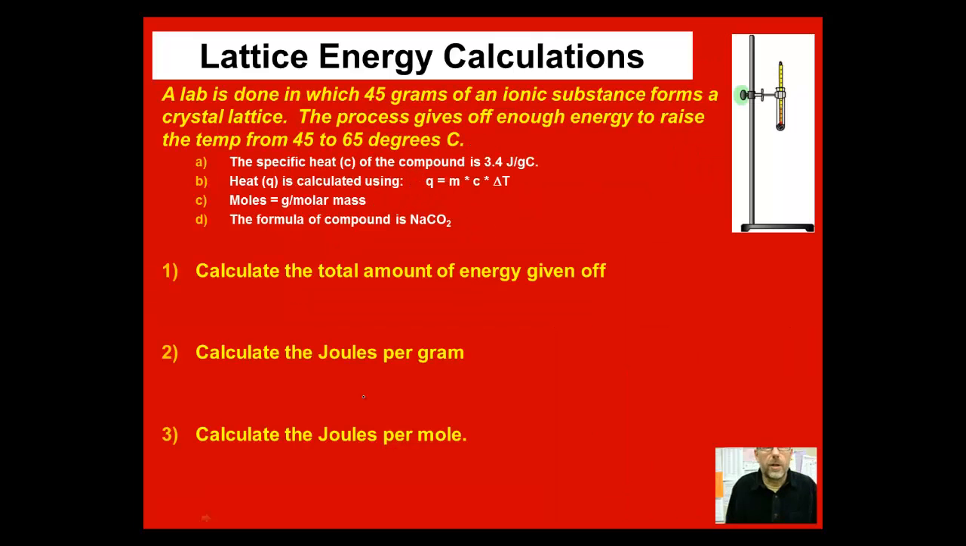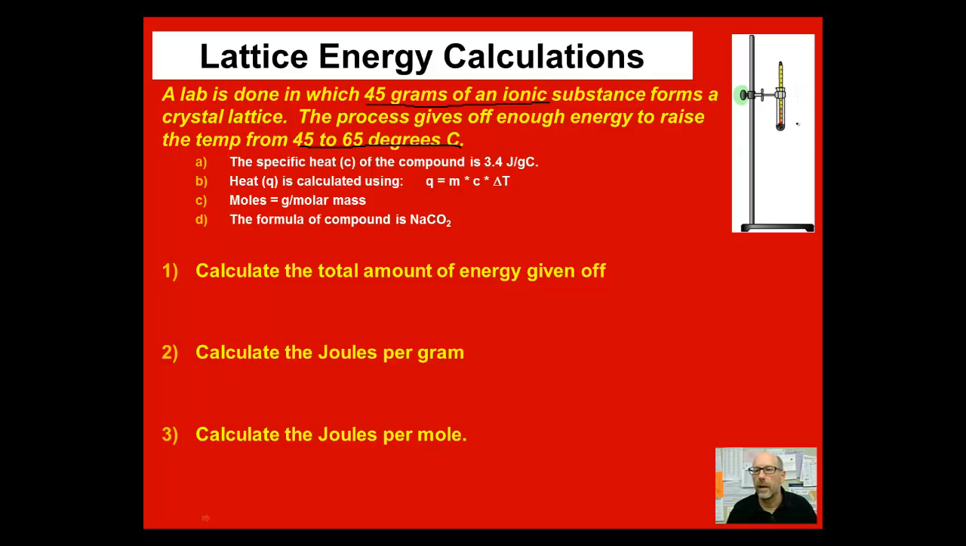Lattice energy calculations. So let's try this. A lab is done in which 45 grams of an ionic substance forms a crystal lattice. The process gives off enough energy to raise the temperature from 45 degrees to 65 degrees Celsius. What that means is this.